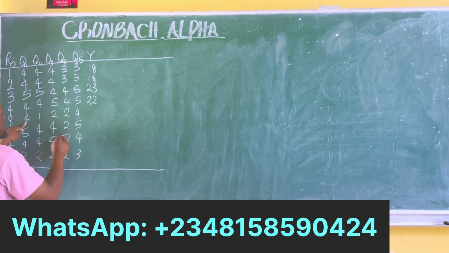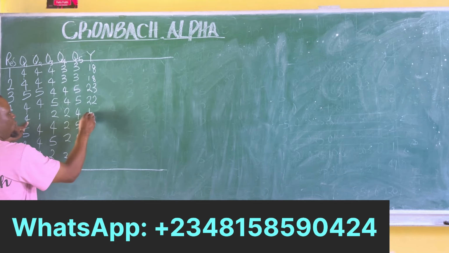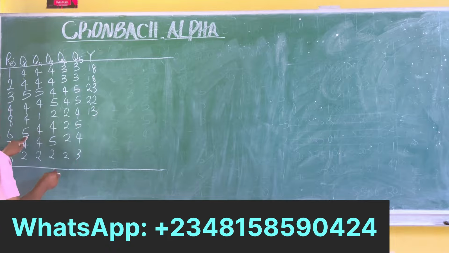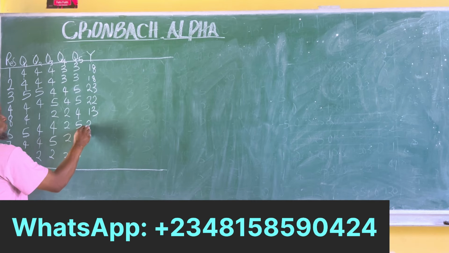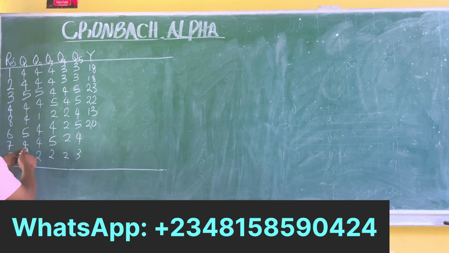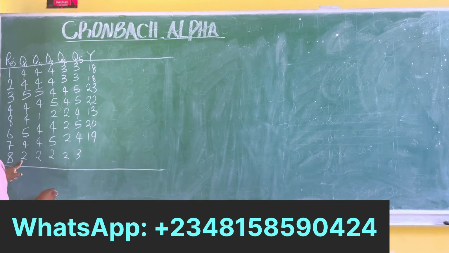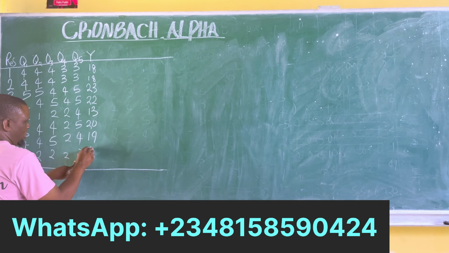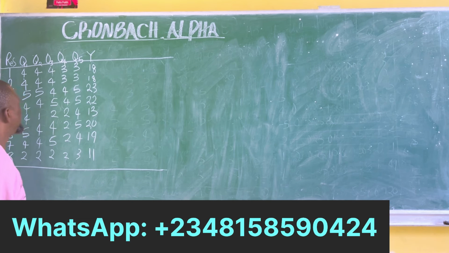Then we have 4, 4, 8, 10, and this will be 13. We have 5, 5, 10, and 10 will be 20. Then we have 4, 4, 4, 12, 14, and 19. Then we have 1, 2, 3, 4, as 8 plus this is 11. Okay?